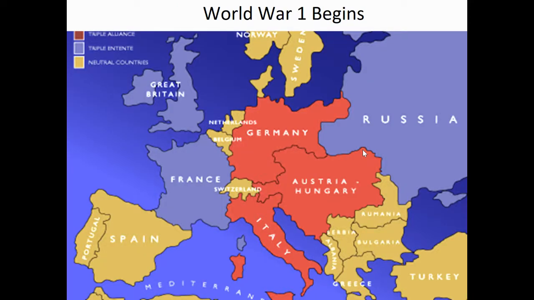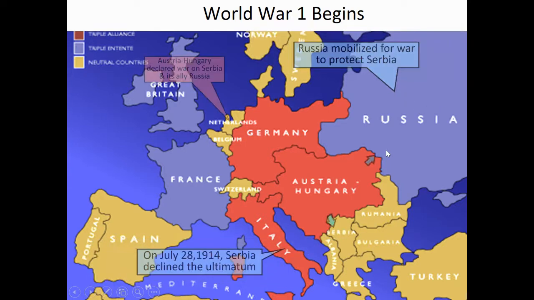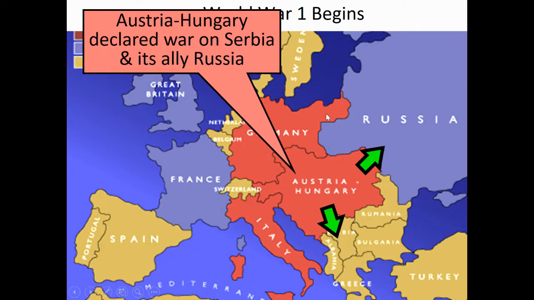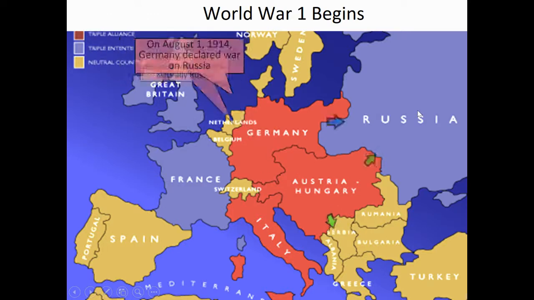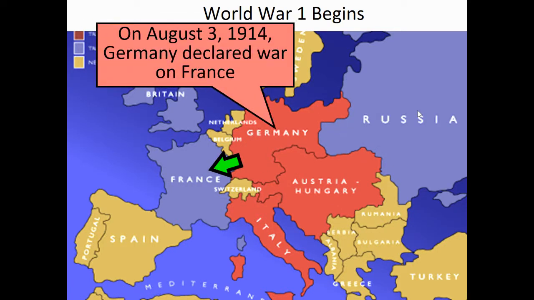So follow me here, all right? We've got Austria-Hungary and Serbia mad at one another. Russia's going to move to protect Serbia. Germany now says, all right, fine, Austria-Hungary, you're my buddy. We're going to declare war on Russia and Serbia. Since you two are allies, we're declaring war on both of you. So Germany declares war on Russia. Then they declare war on France.